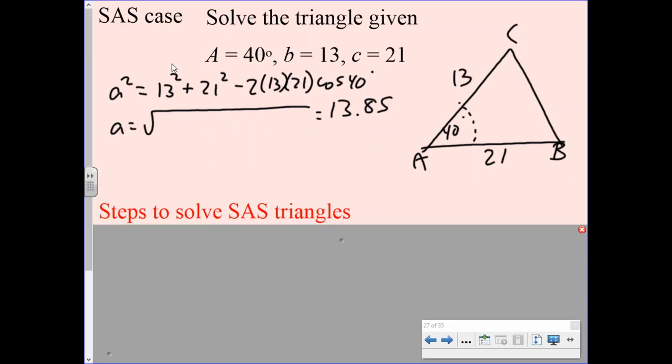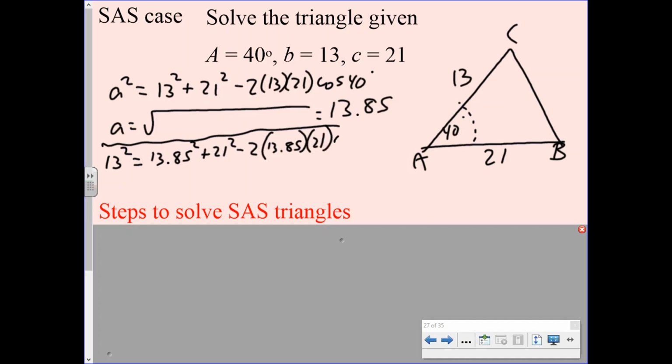And then once I have that, then I can just move on exactly what I did before in finding the angles. So again, I've already got angle A, so I'm going to go ahead and find angle B. So I use the law of cosines that has angle B in there, so 13 squared equals A squared, which is what I just found, so 13.85 squared plus C squared minus 2 times 13.85 times 21 and cosine B. And again, doing that algebra, I'm not even going to write that down because we know how to do that from the previous example.